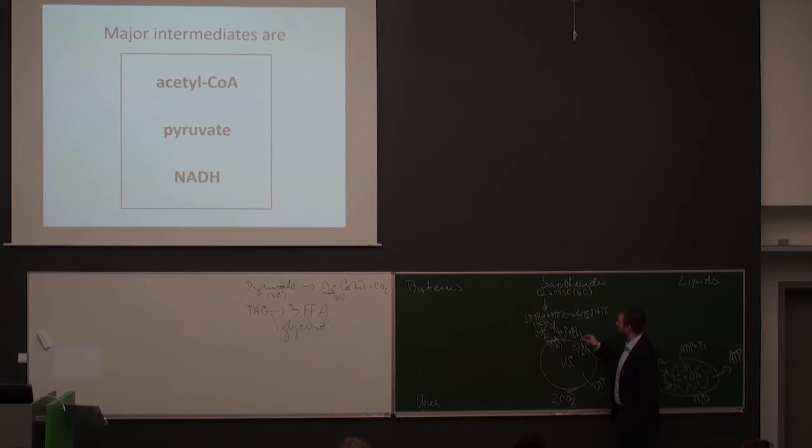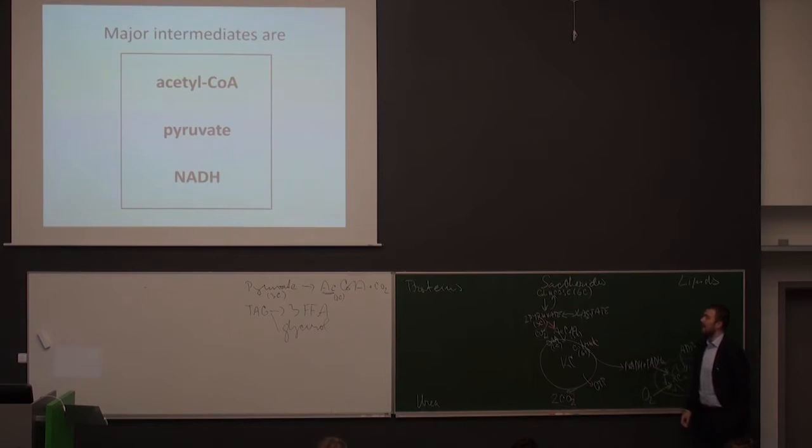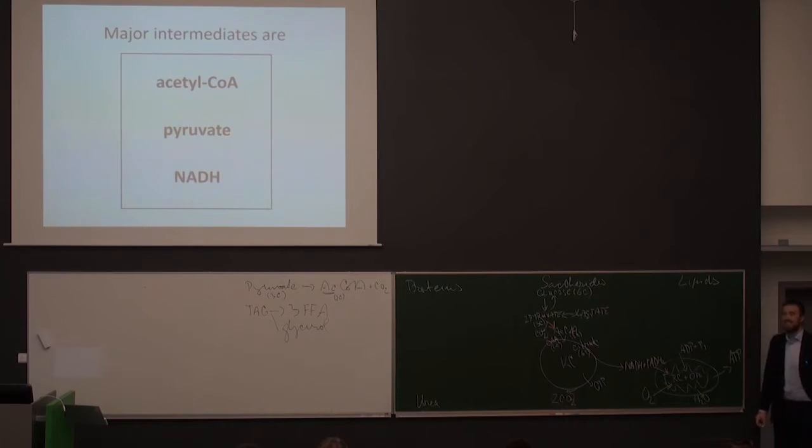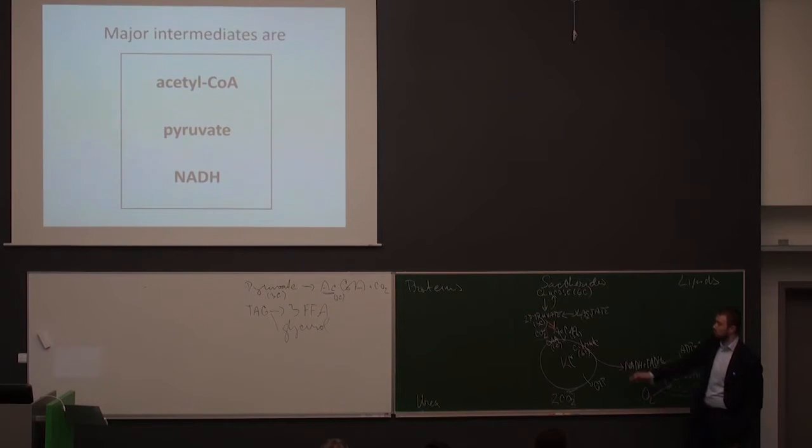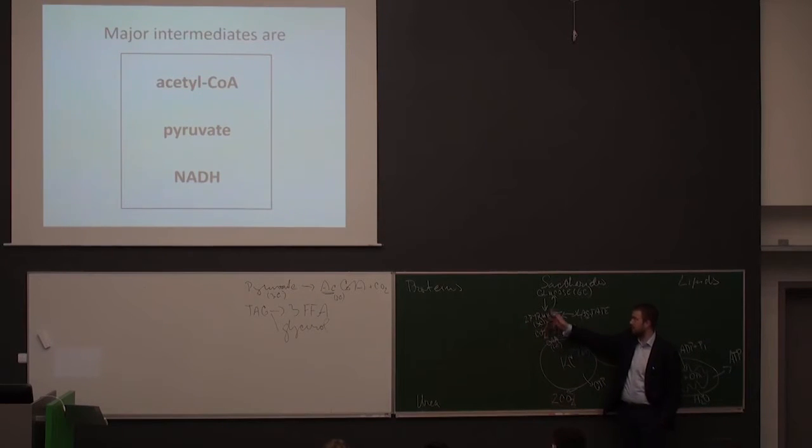The opposite reaction from pyruvate to glucose is called gluconeogenesis. And the whole gluconeogenesis consumes some amount of energy due to the fact that you convert a simple compound to a more complex compound.